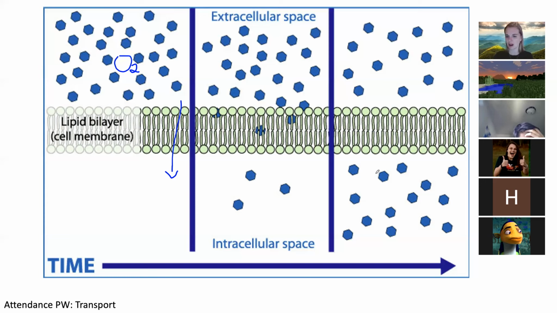Now, these oxygen molecules can actually flow back and forth at an equal rate, so we would never notice a difference in concentration once it has established an equilibrium. All right, does that help?